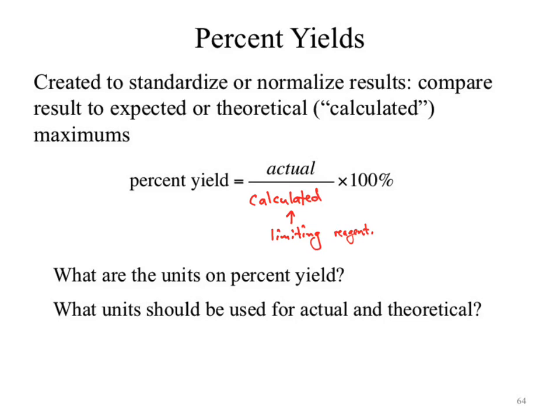Okay? What units should be used for an actual yield and a theoretical yield? So now not for the whole process, but just an actual, just a theoretical.